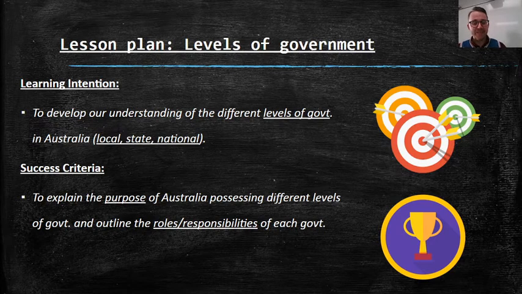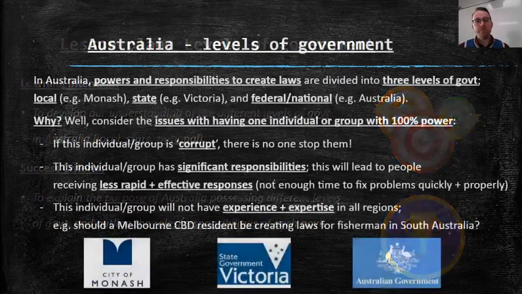And we're looking at outlining the specific roles and responsibilities of each government. So does the national military answer to the Monash Council? Probably not. Does education, police, is that all organised by the national government or is that the state government? That's what we're looking at this lesson.